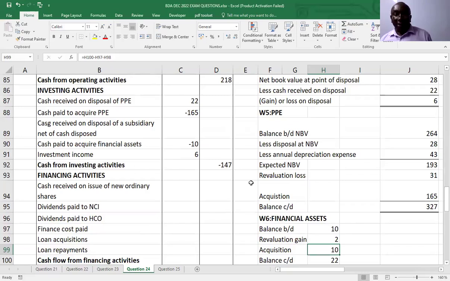Is that okay, Alice? Yes, mwalimu. Good. Haya, let's go to the financing activities, the last one. I hope we'll be able to finish. I don't think we'll finish by 10.